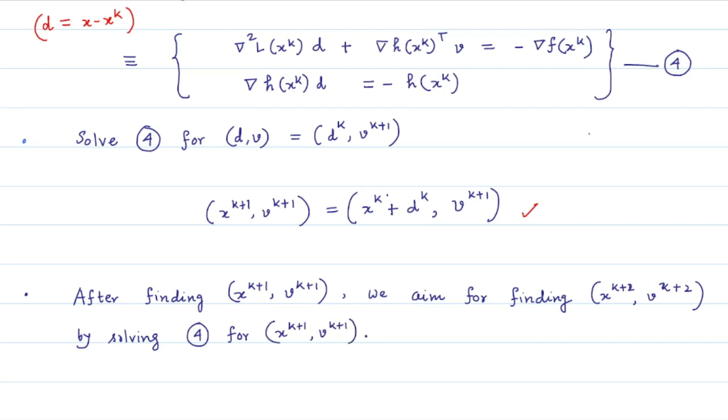We notice that the system 4 actually is dependent on the previous iterative point xk, vk. Given xk, you formulate L, and accordingly you go for identifying this equation at the point xk. This equation is also dependent on xk. Then go for finding a solution of these unknowns d and v, that is going to give us the next iterative point xk plus 1, vk plus 1. Now you can employ the same process to find the next iterative point xk plus 2, vk plus 2.